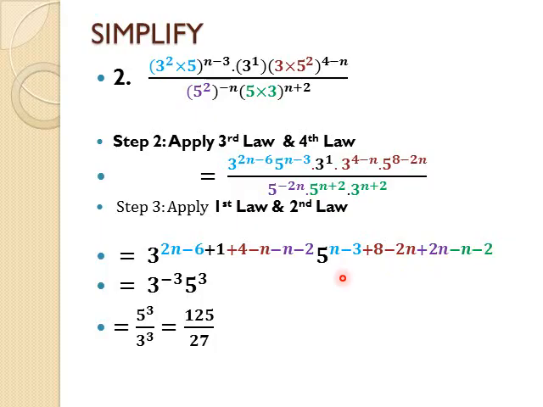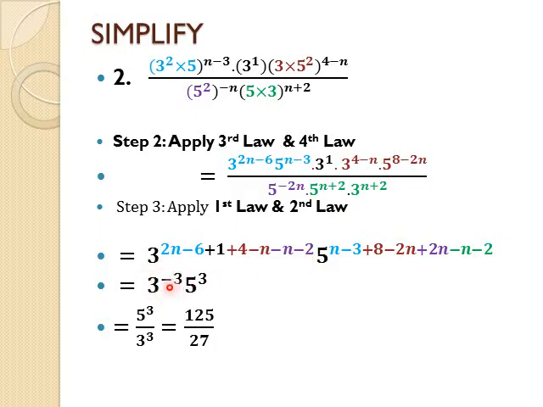Generally, my n's or x's or y's, whatever they decide to use as unknowns, generally cancels. Not always, but most of the time they do. So 2n minus n cancels. Minus 6 plus 1, minus 5 plus 4 gives me minus 1. Minus 1 minus 2, negative 3.